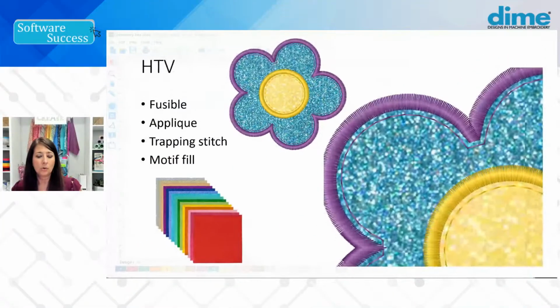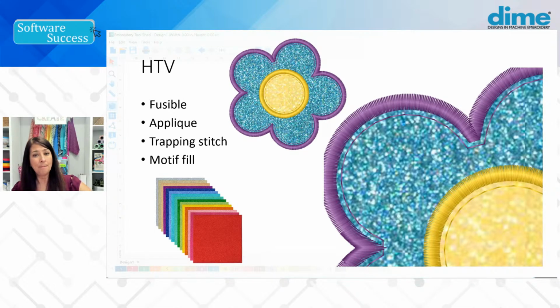Okay, so when you're creating a design for HTV, because it's fusible, you can just use a regular applique design if you want, and then bond that HTV once you're done with the embroidery process to the base fabric so that it does not rip out.